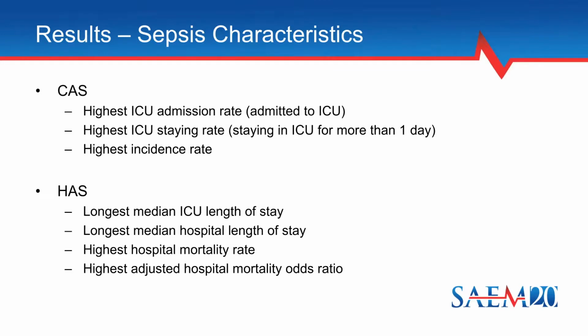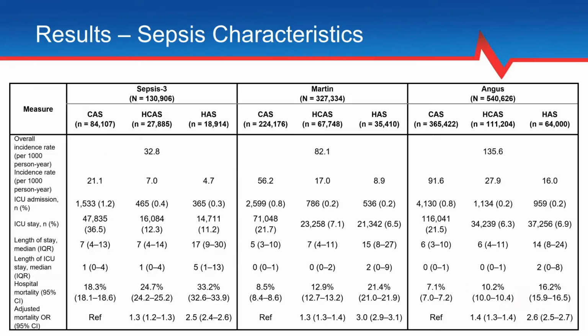As for sepsis characteristics, community-acquired sepsis has the highest ICU admission rate, the highest ICU staying rate, and also the highest incident rate. As for hospital-acquired sepsis, it has the longest median ICU length of stay, also the longest median hospital length of stay, and also the highest hospital mortality rate, both unadjusted and adjusted. This table shows the numbers of what I mentioned in previous slides.